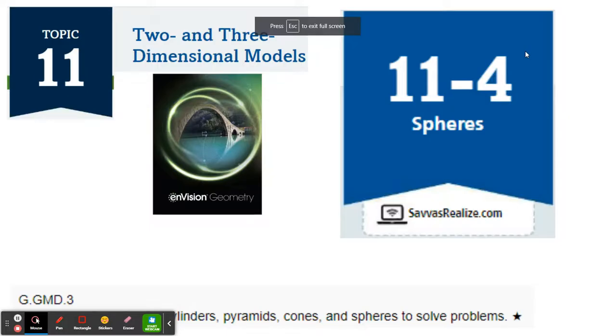Hello, geometry. Welcome to the final lesson of topic 11 on 2 and 3 dimensional models, 11.4 on spheres. So again, let's just talk about what a sphere is. A sphere is your three-dimensional circle.